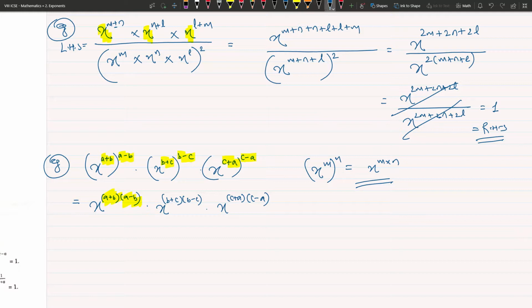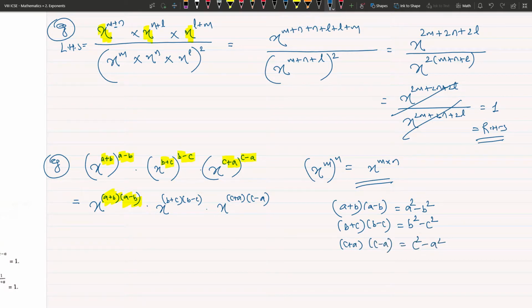I will tell you. See, this is one identity from algebra. A plus b times a minus b, which is a square minus b square. ठीक है, वैसे ही b plus c times b minus c, which is b square minus c square. Please इसको नोट कर लो. And c plus a times c minus a कितना होगा? C square minus a square. ये identity अगर पता है तो काम आसान हो जाता है.